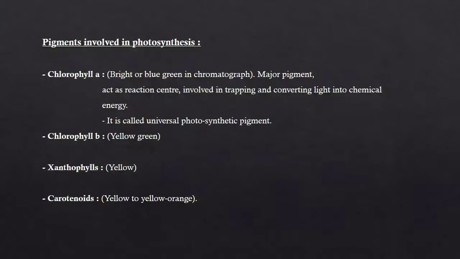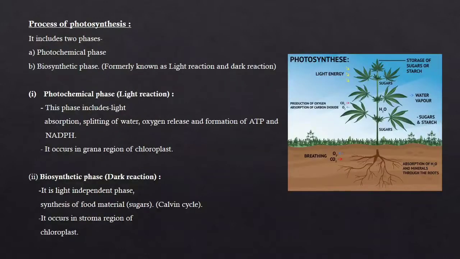Let's move to the next topic, the process of photosynthesis. This includes two phases. One is known as the photochemical phase and the second is known as the biosynthetic phase, also known as light reaction and dark reaction. When we talk about the first one, the photochemical phase, that is the light reaction, this phase includes light absorption, splitting of water, oxygen release and formation of ATP and NADPH. Right?